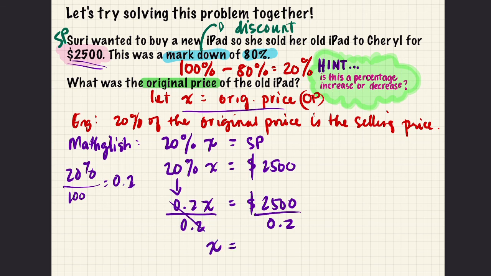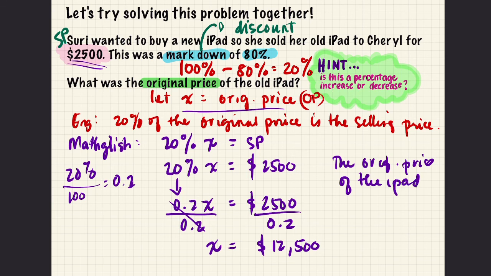X is equal to $12,500. So the original price of the iPad was $12,500. Okay, so I hope that this short tutorial helps you understand how to find the original price.